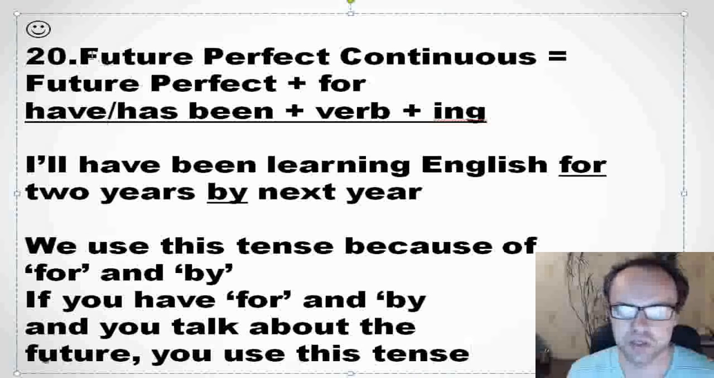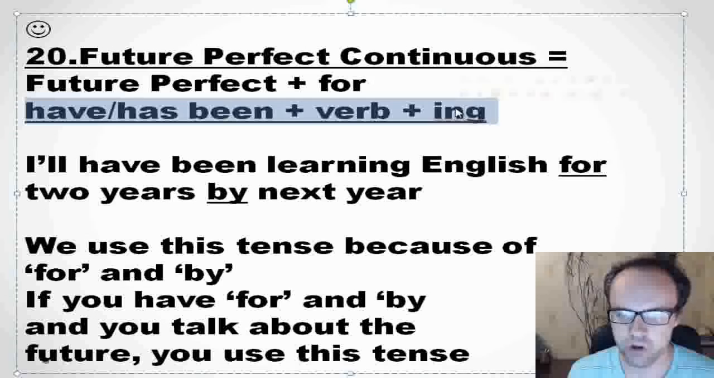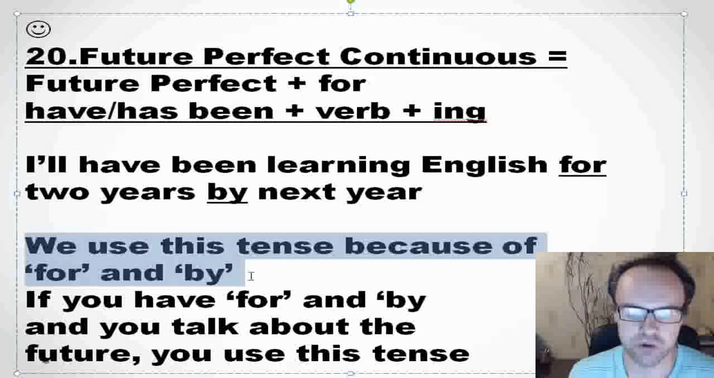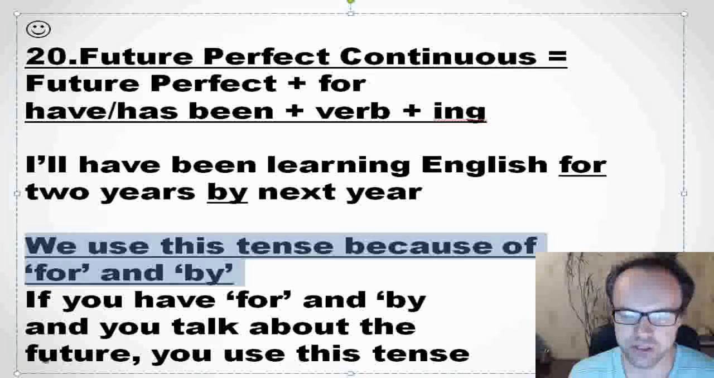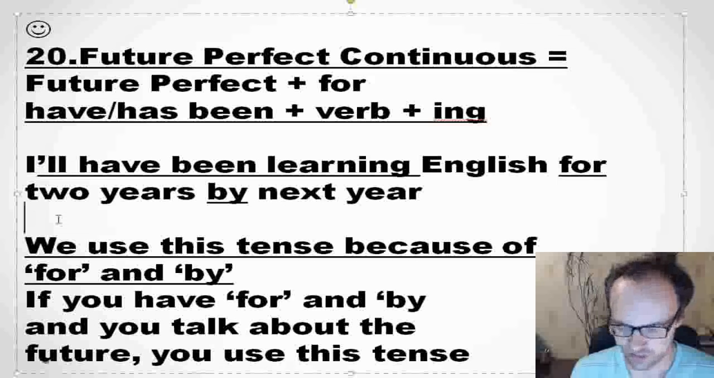Okay, very good. So future perfect continuous, it's future perfect plus for, okay? So have or has been plus verb plus ing. So I will have been learning English for 2 years by next year, okay? So we use this tense because of for and by. So if you have for and by, you talk about the future. So you use this tense. So I'll have been learning. I will have been learning, or I'll have been learning. It's a short form.